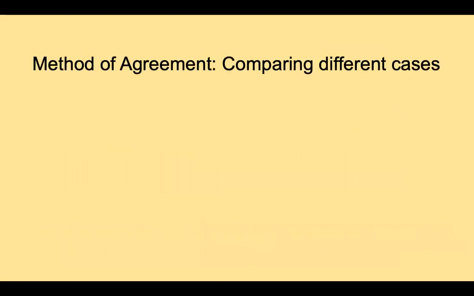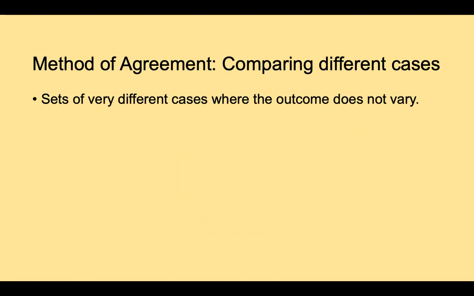But let's go through an example from the method of agreement. And let's use the method of agreement to do essentially the same thing, but with some different data. And so let's walk through first and foremost the strategy, the analytical approach, the method itself. What we're doing is we're picking out sets of very different cases where the outcome does not vary. And so that is countries that are different in as many ways as possible, but they have the outcome of interest in common. They have the same value on that variable.